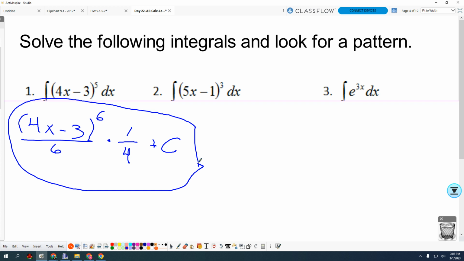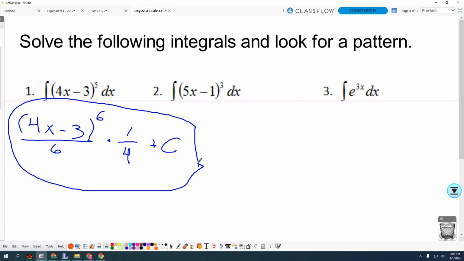So what he did was raise the power from 5 to 6, divide by the new power. And then he's like, oh, the derivative of the stuff inside that chain rule thing was just a 4. How about I just divide by the 4? I am okay with you doing that. See, that's what I was telling you. It's only if it's a number. If there's X's in it, you cannot do that.